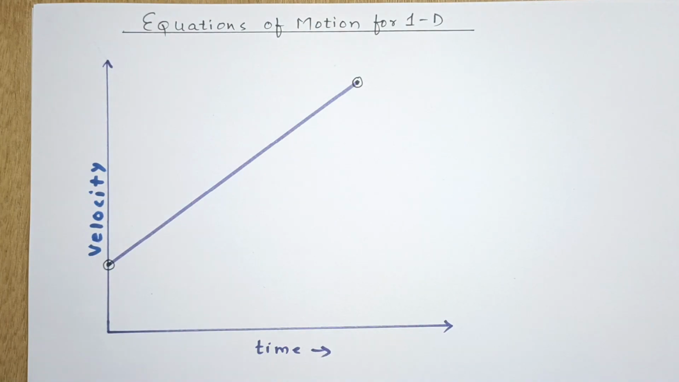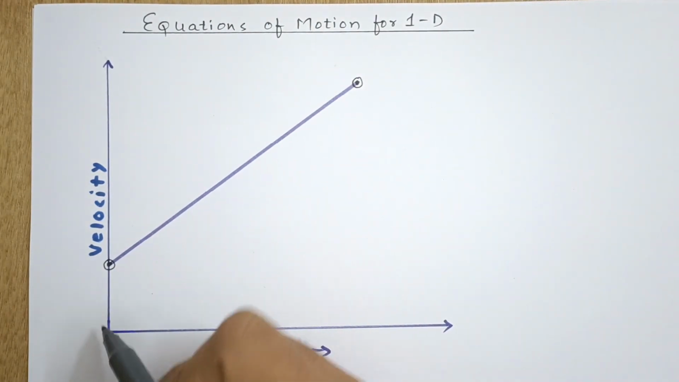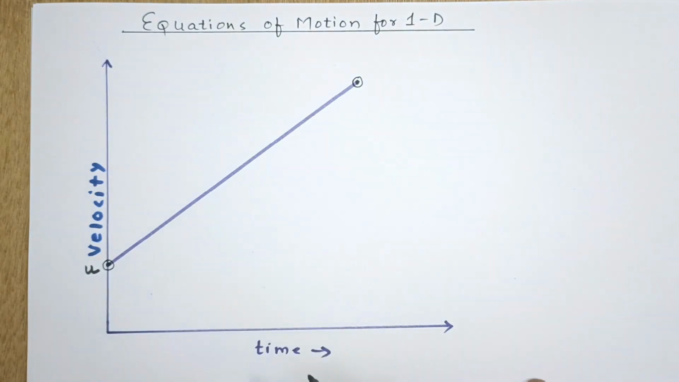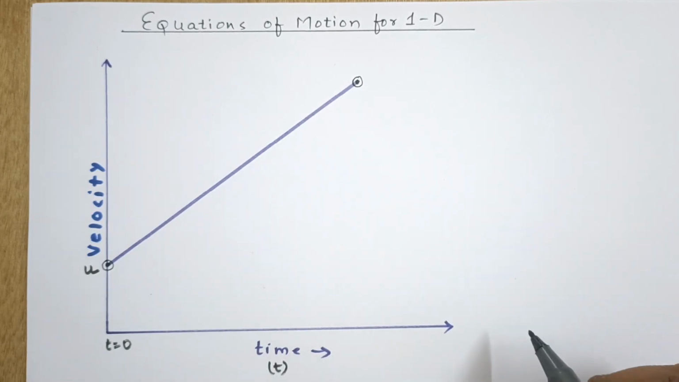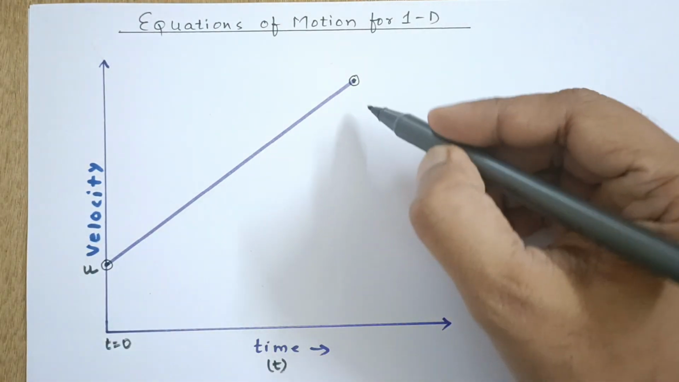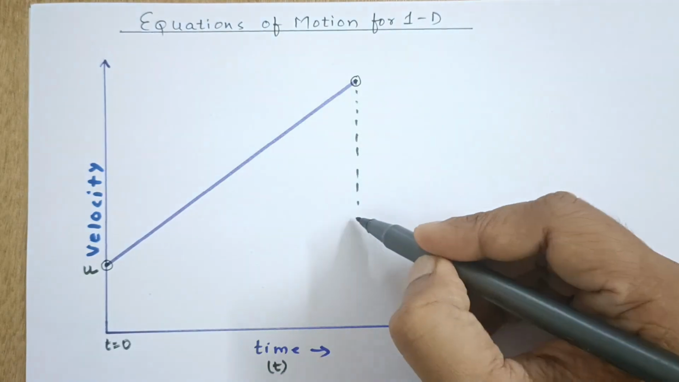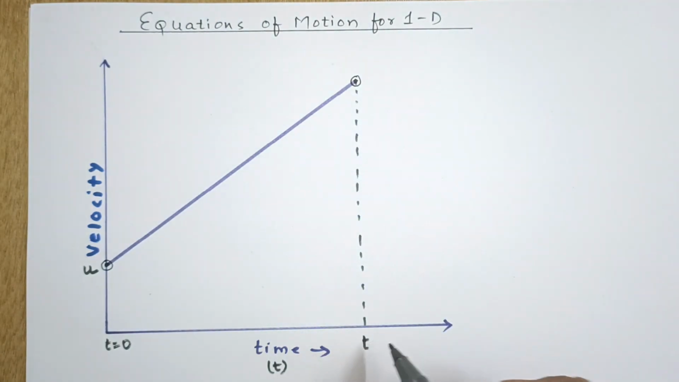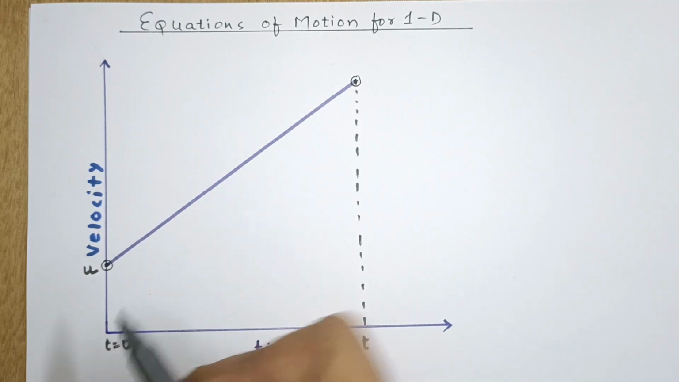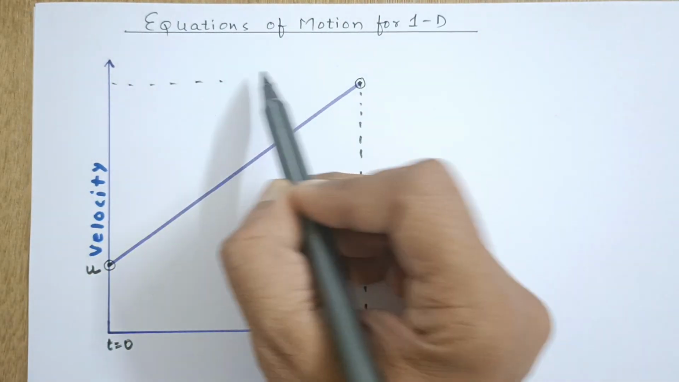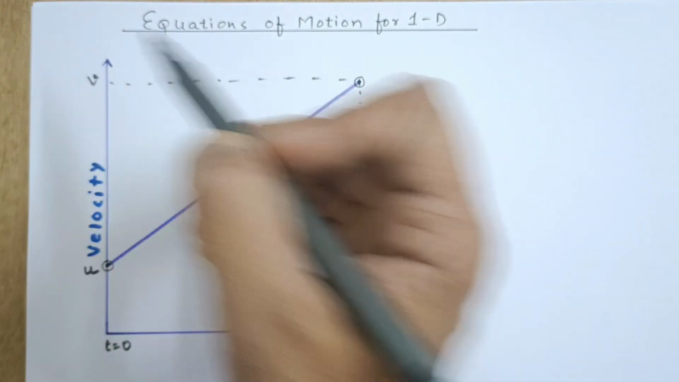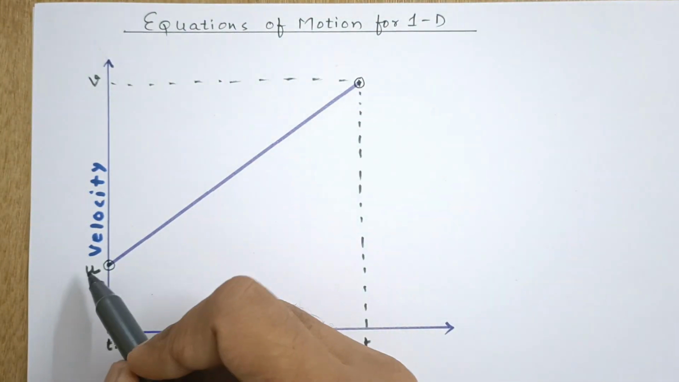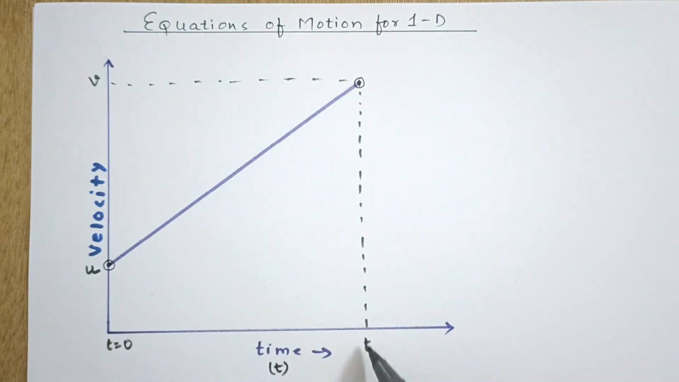Okay, let's start. So we have here a velocity versus time graph, and at time t equal to 0, this velocity is known as initial velocity u. Time is an independent quantity, so it has to be plotted over the x-axis, represented by small t. Corresponding to time t, we have the velocity v, the final velocity. So at time t equal to 0, we have initial velocity u, and at time t, we have final velocity v.